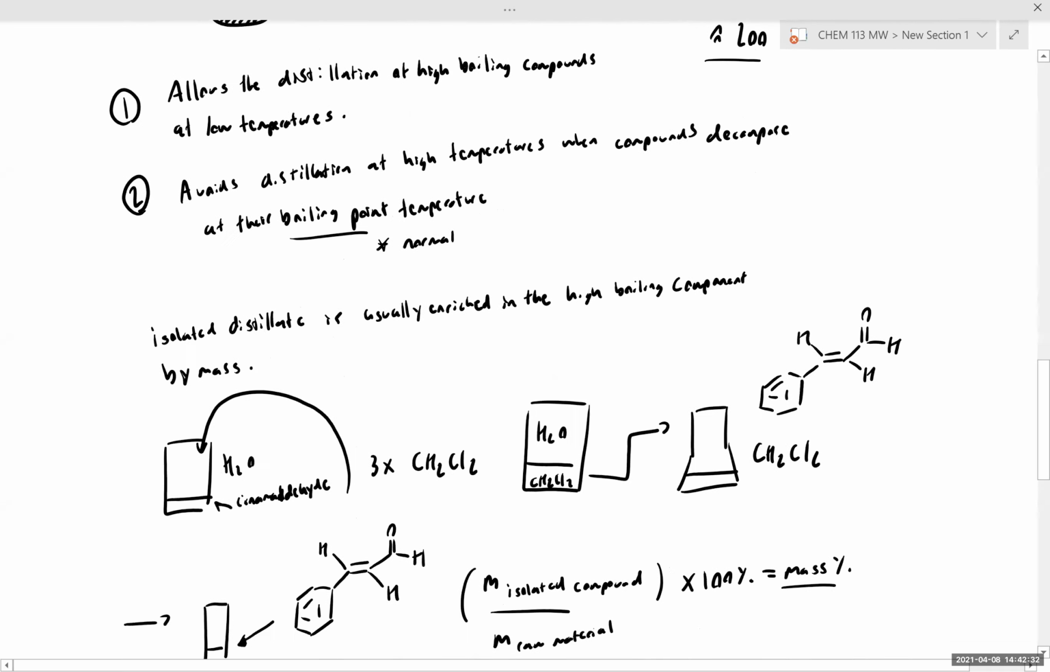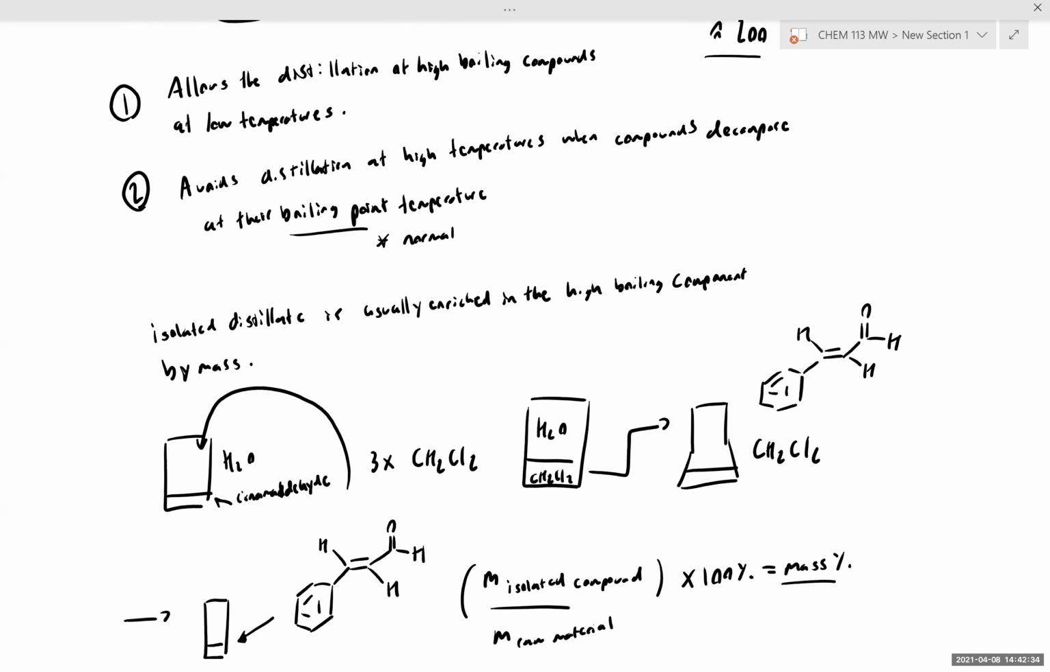Now, your isolated distillate is usually heavily enriched in the high boiling component by mass, because even though the vapor pressure exerted by cinnamaldehyde is going to be relatively low, it has a substantially higher molar mass than water. So your water cinnamaldehyde mixture that you collect from this distillation will have a fairly large mass of cinnamaldehyde as mass percent. Now, of course, we can't just drive off the water by heating the water for obvious reasons. We'll just end up repeating the steam distillation.